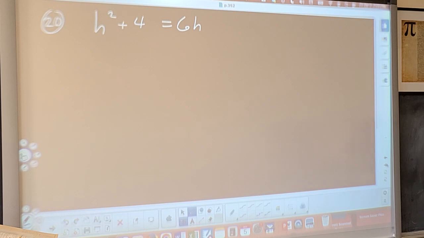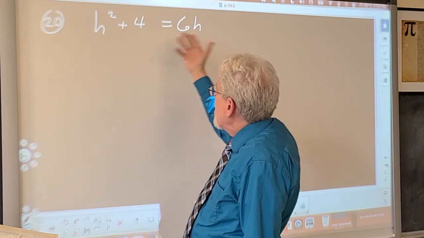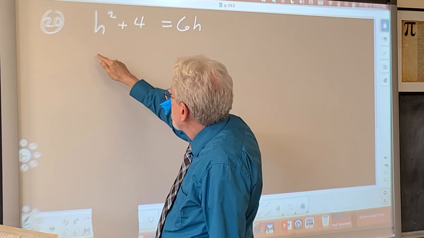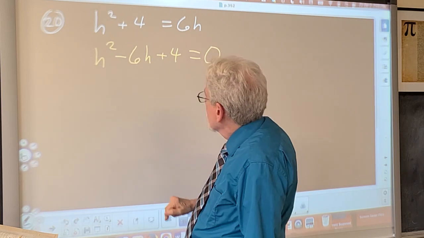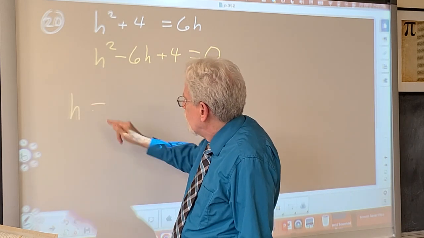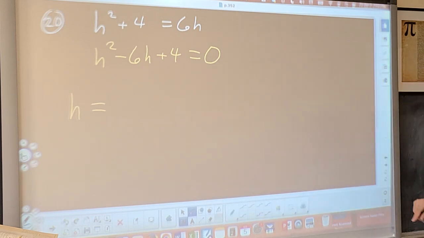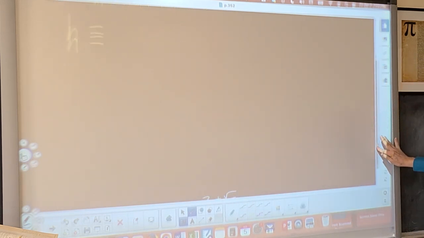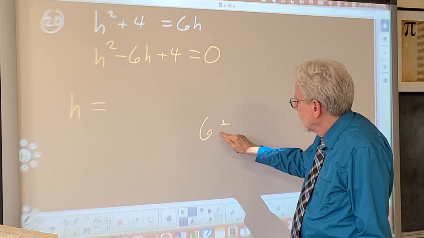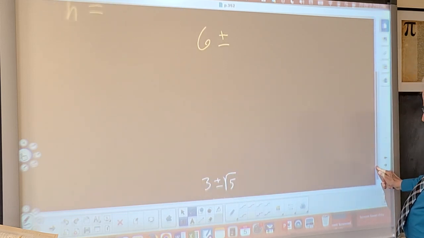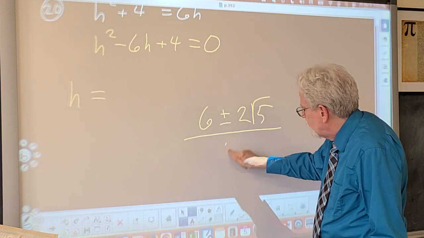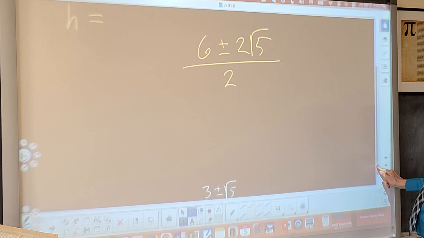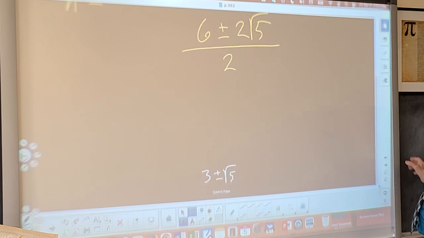Next, number 20. Don't worry about the fact that it's h. h acts just like x. So putting this in standard form, subtract 6h. And then we'll have h equals what? Well, again, I don't see anything fancy about this. It's just going to be pretty straightforward. We get 3 plus or minus square root of 5. It must have started off as 6 plus or minus 2 square root of 5 divided by 2 times a, which was 2, and that reduces to 3 plus or minus square root of 5.